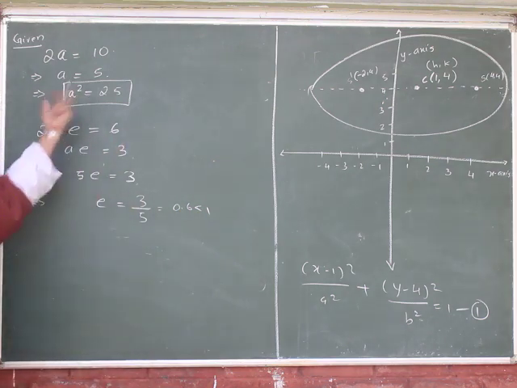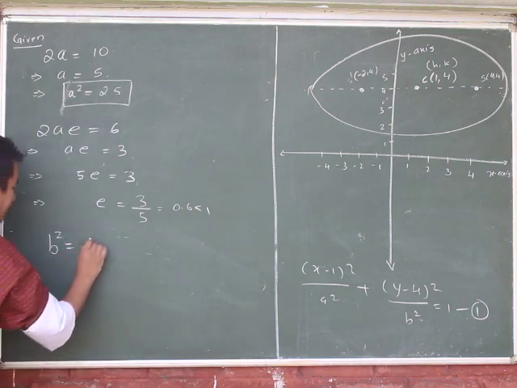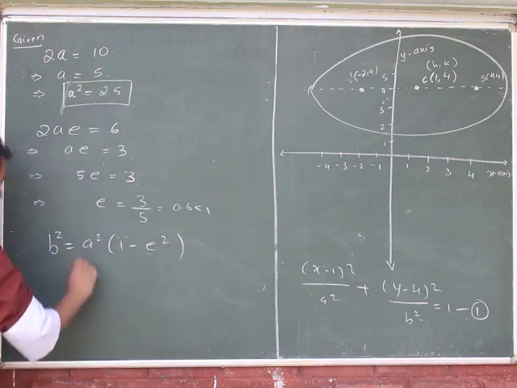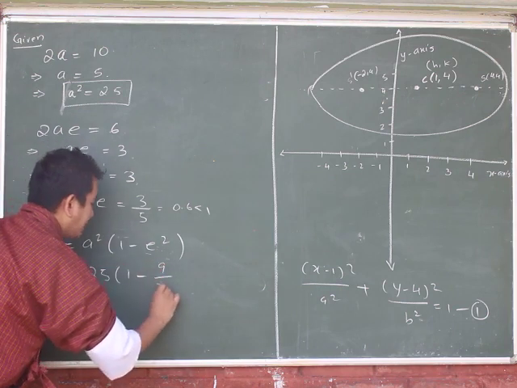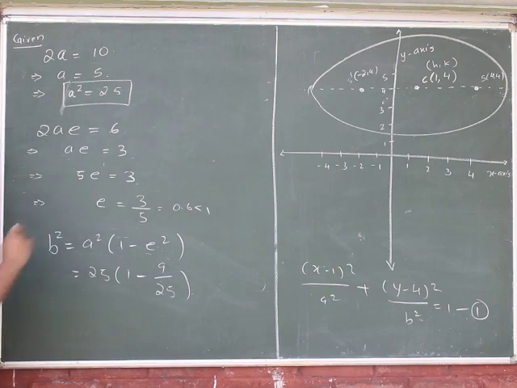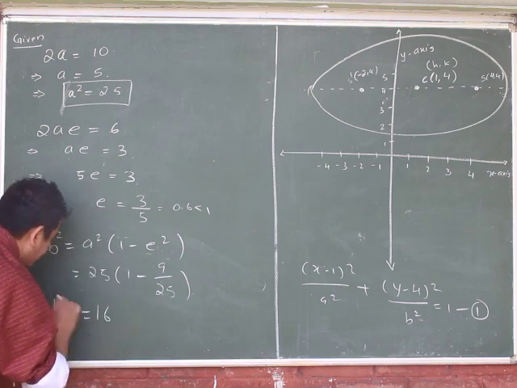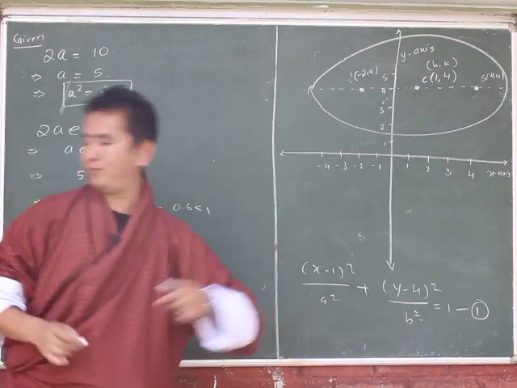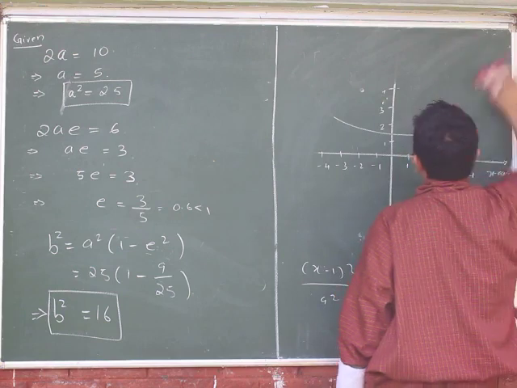If we know the e value and the a square value, then we can calculate b square. b square is a square times (1 minus e square). The a square value is 25, and 1 minus e square is 25 minus 9 over 25, that is 16 over 25. The 25 and this 25 will get cancelled, so b square is equivalent to 16. Now we have the a square value and the b square value. Please substitute. Let's find the equation of this ellipse.